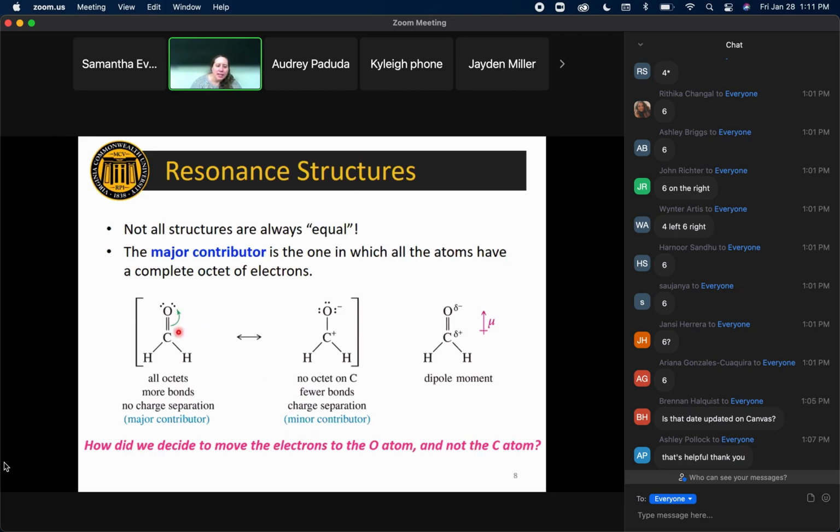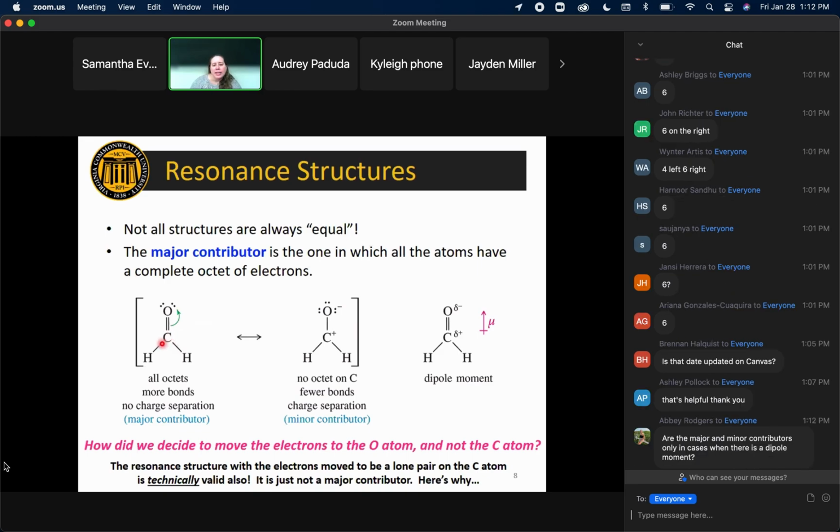We decided to take these double bond electrons and move them up to the oxygen. Could we have moved them down to the carbon? Well, the answer to that is yes. Technically, we could take those multiple bond electrons and move them down to be a lone pair on the carbon. We can do that because we would not have broken any octets, so it is allowed. But when we do that, we create a negative formal charge on the carbon and a positive formal charge on the oxygen, and that's not great.